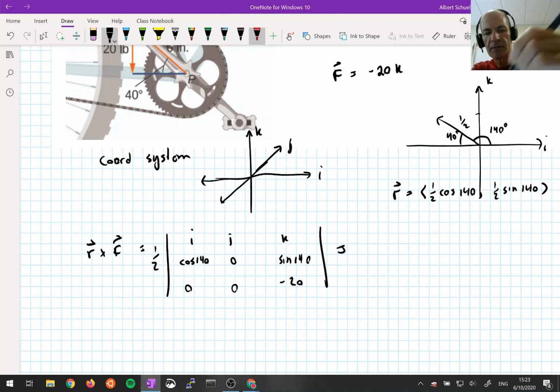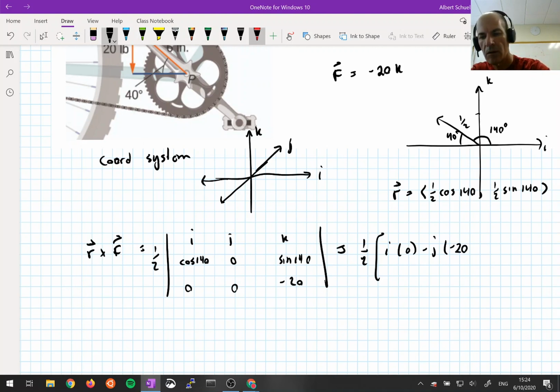Love having zeros in my determinants, in my cross products. 1/2 overall outside, and then we'll take I times the quantity 0 times 0, subtract, we get 0. Minus J, remember, always minus J. J here is -20 cosine 140, minus 0. Cool. Okay, and K, 0. So plus K times 0. All right, let's simplify this a little bit. We've got our 1/2 out there. I'll just carry that along for the moment. This is a negative sign and negative sign, so this is 20 cosine 140 times J.